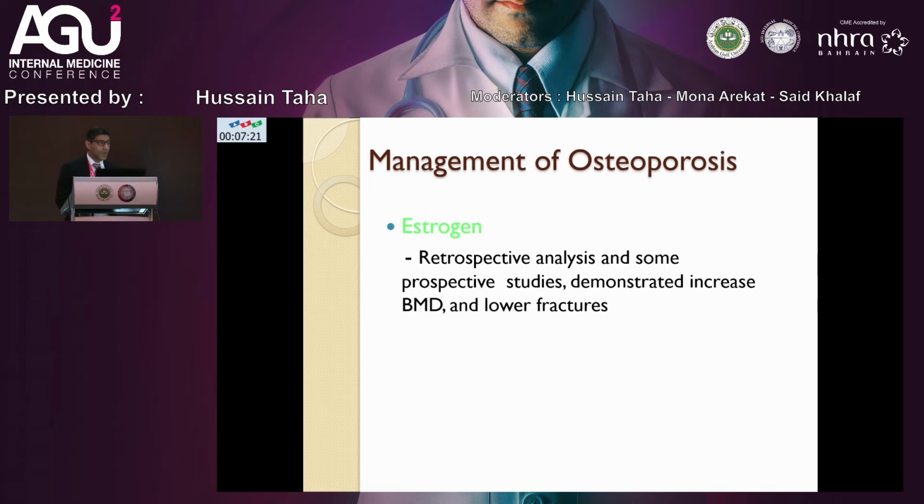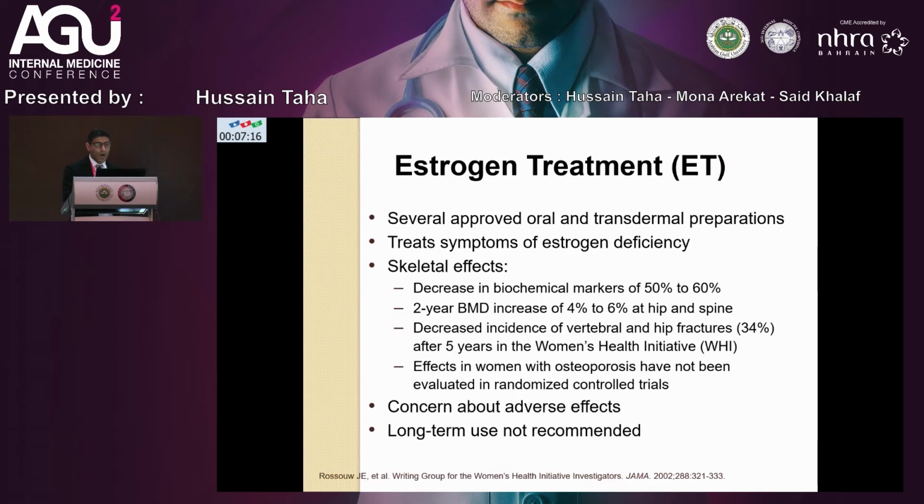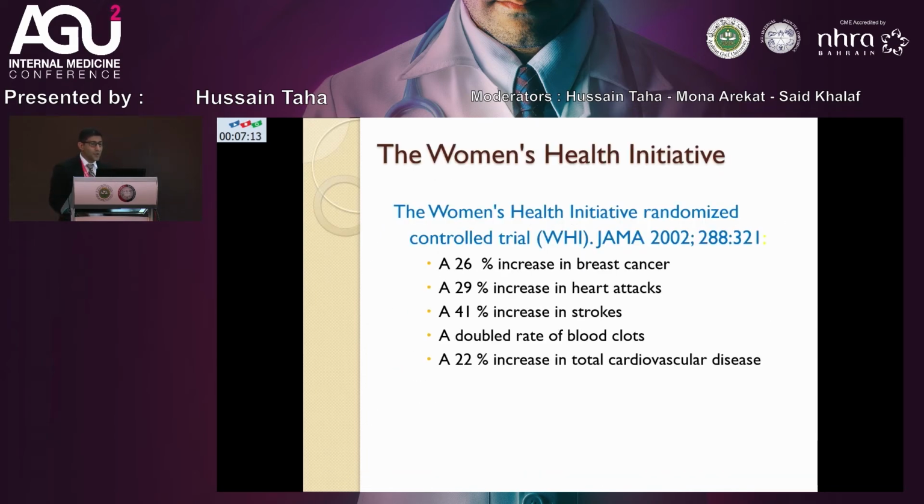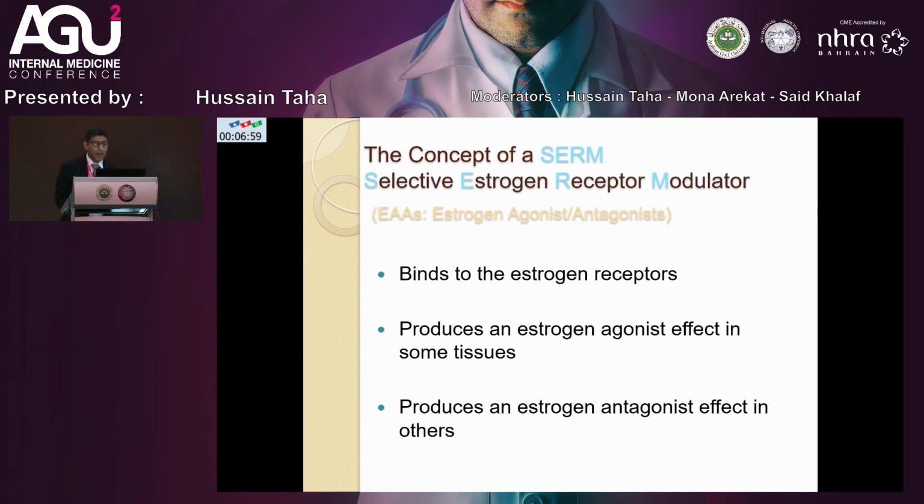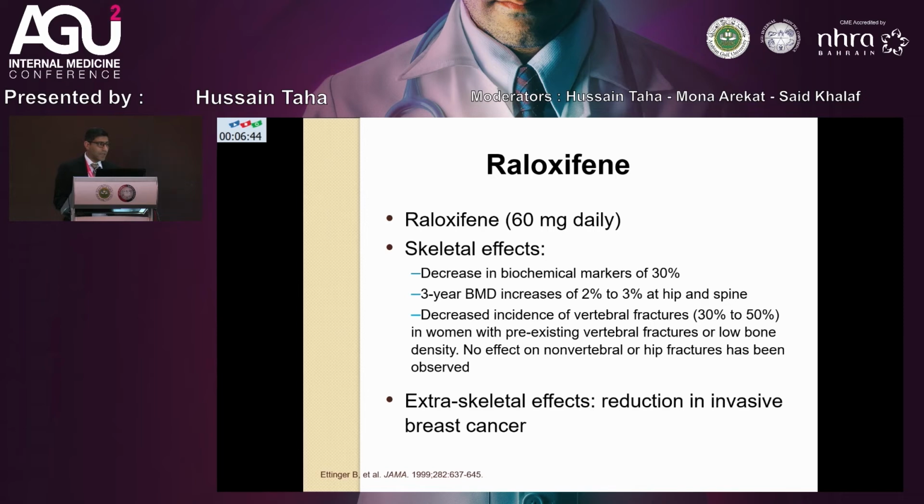Management of osteoporosis. Estrogen: some retrospective studies demonstrated an increase in BMD. However, estrogen is nowadays not used because of the Women's Health Initiative, because there was an increase of breast cancer by 26%, an increase in heart attack, and a 41% increase in stroke. So what alternative do we have for estrogen? We have the SERM, selective estrogen receptor modulator. It binds to estrogen receptors, producing an estrogen agonist effect in some tissues and an estrogen antagonist effect in others. Raloxifene is given at 60 milligrams once daily. What is its skeletal effect?